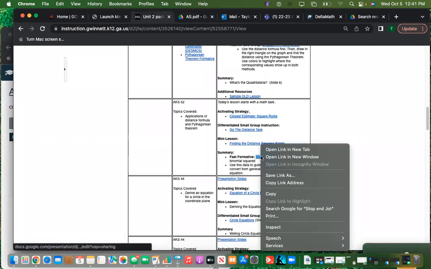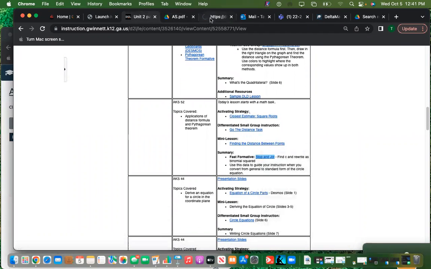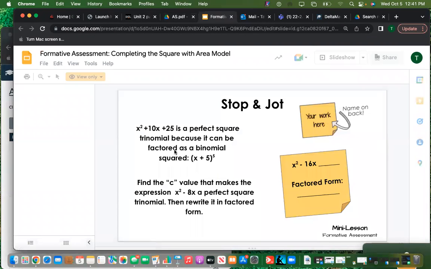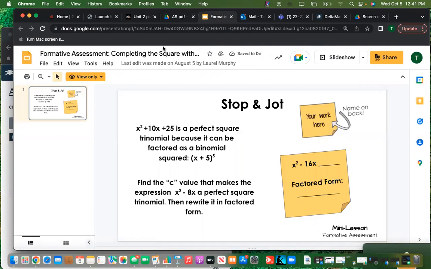Okay, so really quick, what we're going to do is go over this little stop and jot. On your paper, I want you to write this: x squared plus 10x plus 25. This is what we call a perfect square trinomial. The reason it's called that is because we're going to take our b value, divide it by 2, and square it. So we're going to take 10 divided by 2, square it.